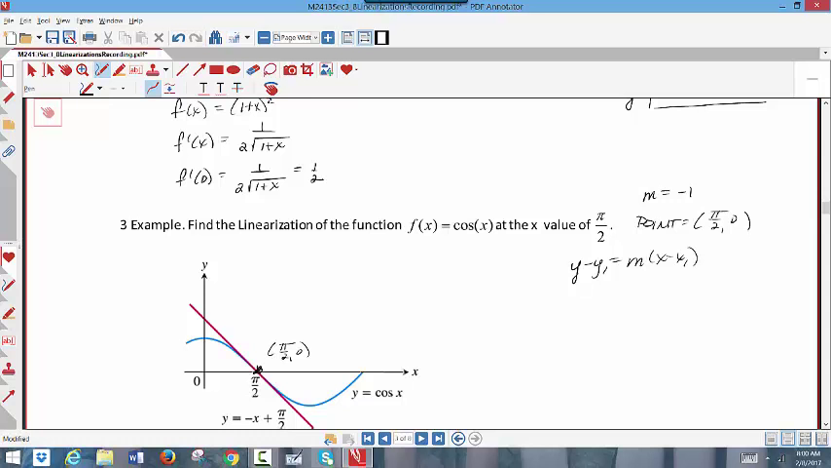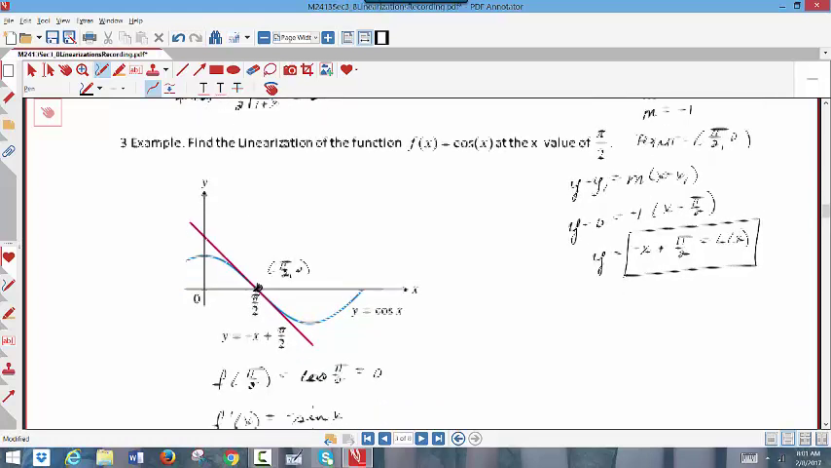Okay, so now let's find this function. So it's y minus y1 equaling negative 1 times x minus x1. So this becomes y equaling a negative x plus pi halves. That is your linearization function that you can use in place of cosine x, so long as your x value is really pretty darn close to pi halves. And so that makes it a lot easier to come up with those computations.